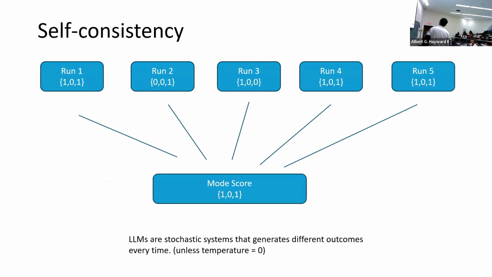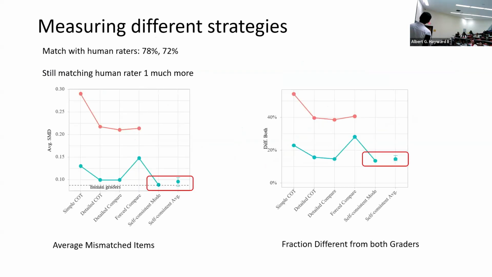And more often than not, the mode score, or the most frequent result, might be the best result. It may go down the wrong path, but not that frequently. So we asked it to do grading 5 times, and then we take the mode score. And miraculously, that mode score reached human level agreement and accuracy.